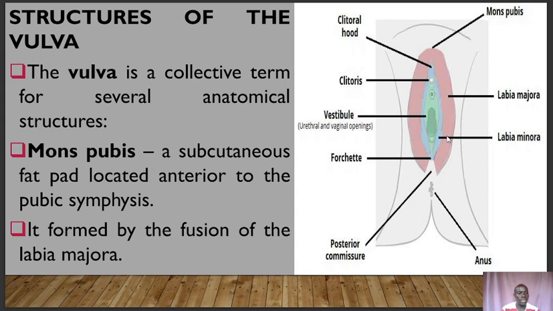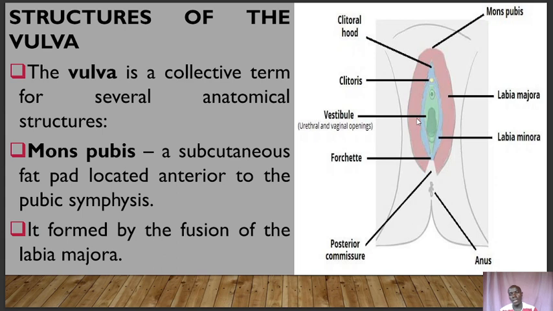So the vulva is a collective term for several anatomical structures, including what we have already mentioned, the mons pubis, which is up there. So you can see the mons pubis, the clitoris, then the labia majora, labia minora, then I have now the vestibule, which consists of both the urethral and vaginal openings.